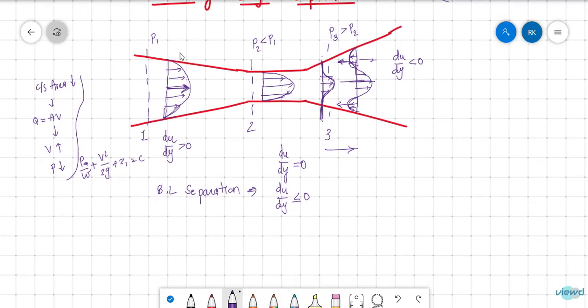If the pressure gradient dp by dx, the pressure gradient with respect to the direction x, is less than 0, sorry, in the converging section, how is the pressure gradient? The pressure gradient is less than 0. There is no separation.